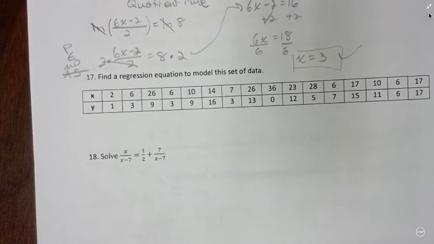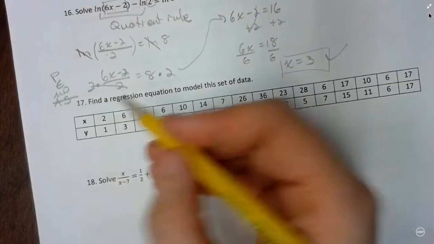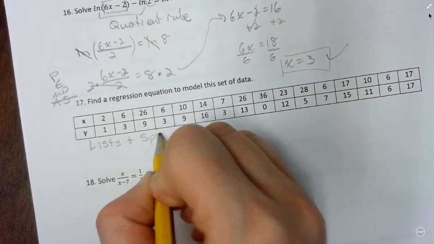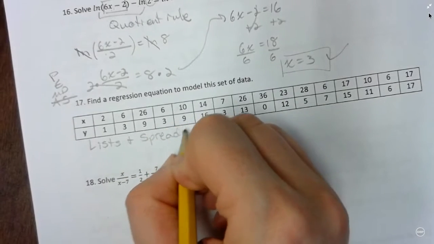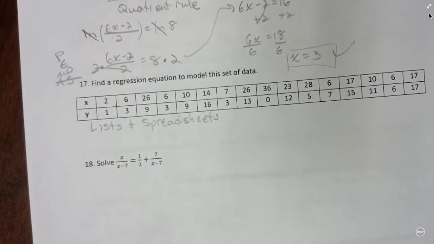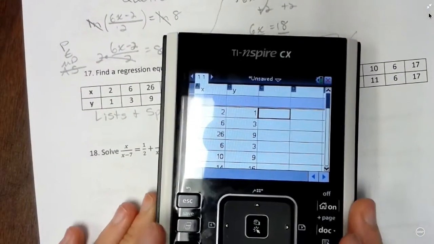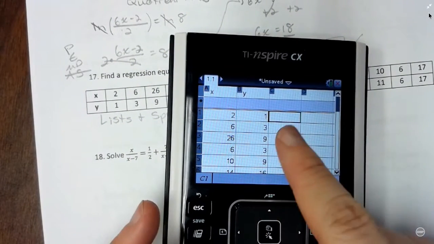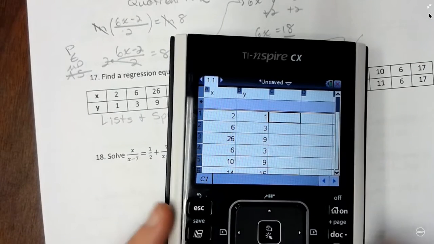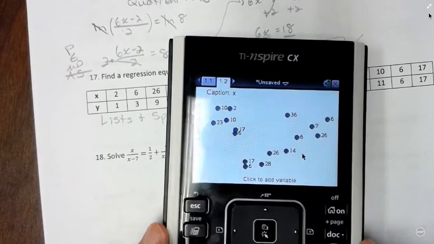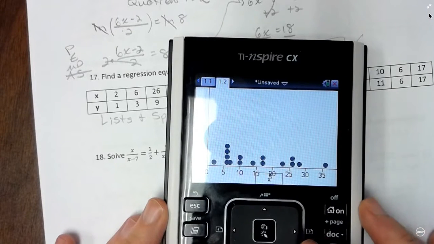17, find a regression equation to model this set of data. So this is that list and spreadsheets that we did last week, or 2 weeks ago, depending when you're watching this video. So I'm going to do that real quick. I've entered the data in lists and spreadsheets, and again, make sure you get off that last cell after you enter the last number, and then add a page, data and statistics, place your variables.